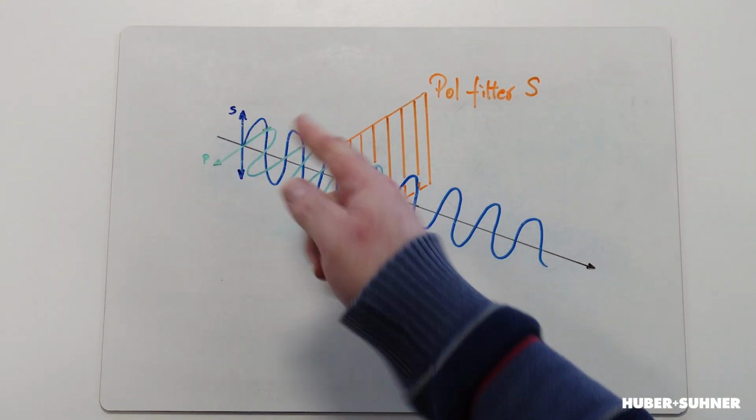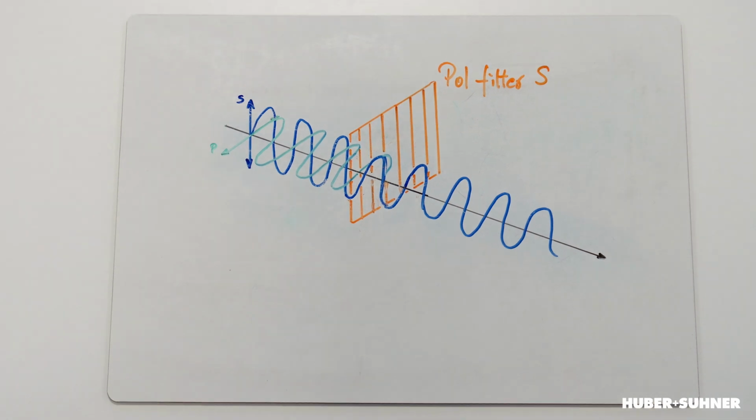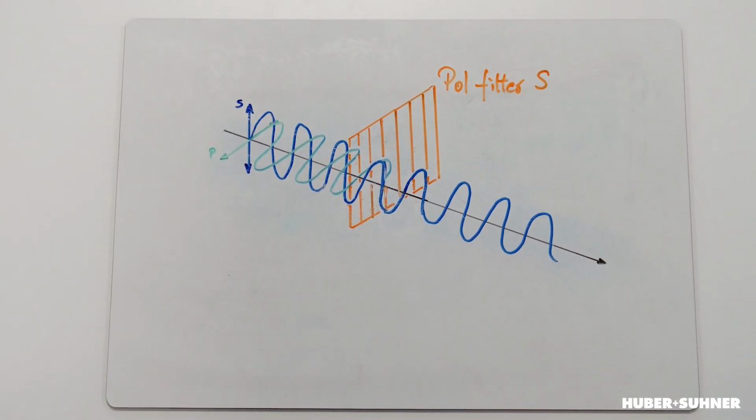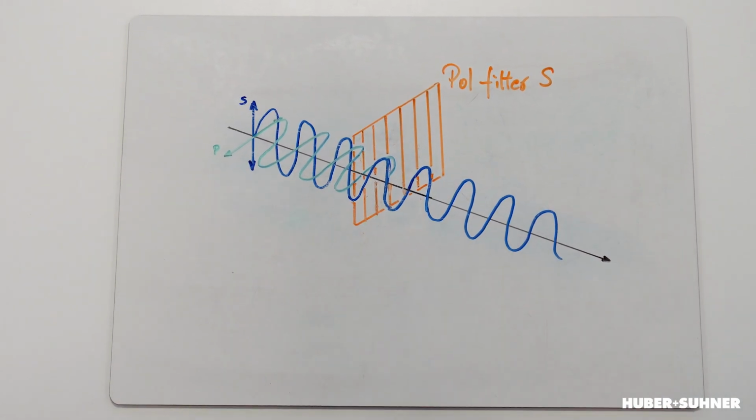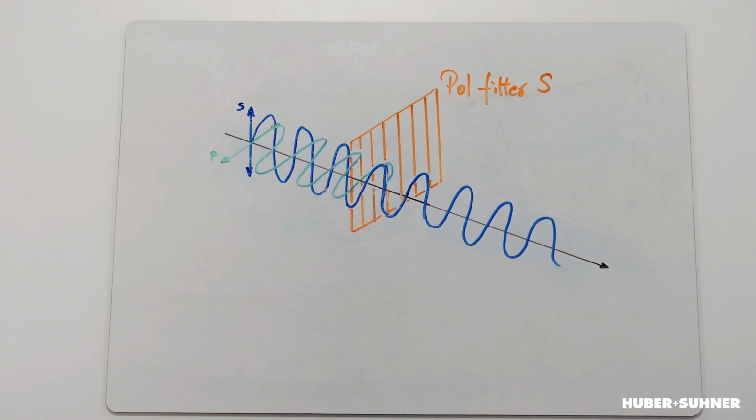So, having a look at this in 3 dimensions, here you can see the 2 planes S and P, and the black arrow indicates the direction of propagation of the light. And as you can see, here we have a polarization filter for S. This means the blue component is passing while the green one is blocked away.